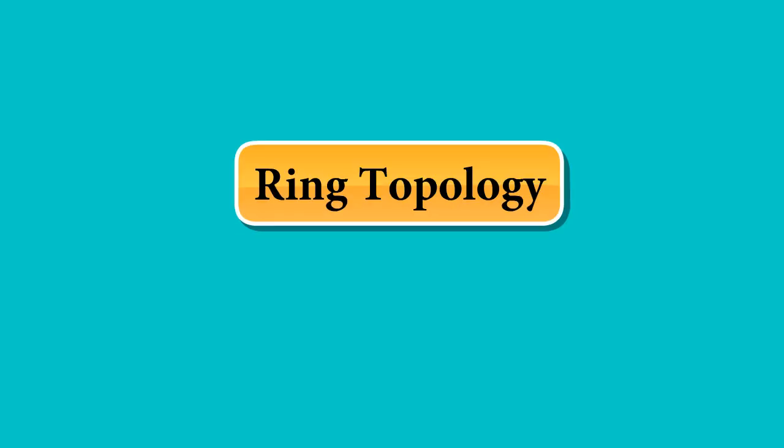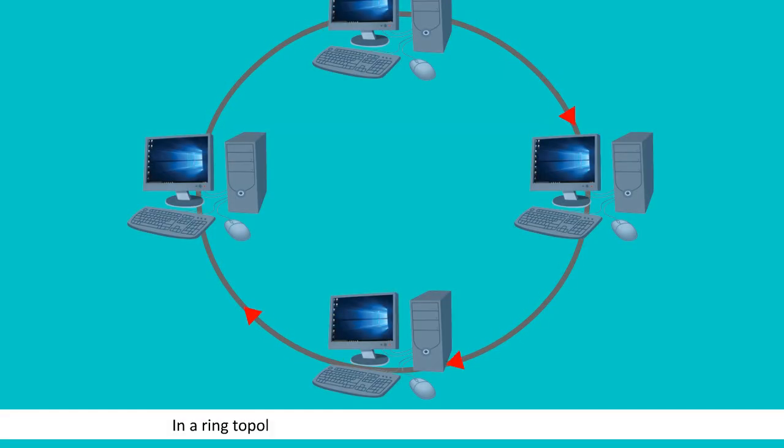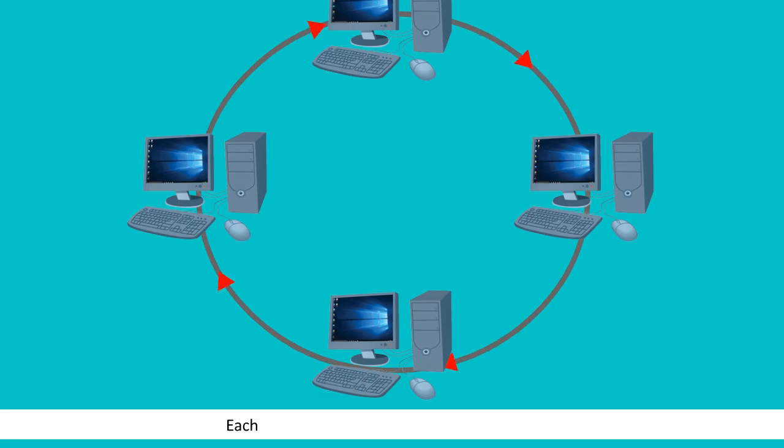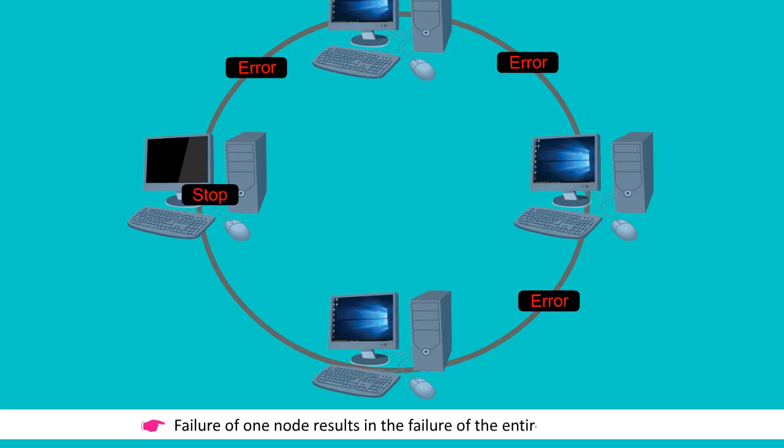Ring topology. In a ring topology, all the nodes are connected in a closed loop. Each device is connected to the other two on either side. Data travels only in one direction in a ring. Each computer passes the data to the next one. Advantage of ring topology. It's more reliable. Disadvantages of ring topology. The ring network requires more complicated control software. Failure of one node results in the failure of the entire network.